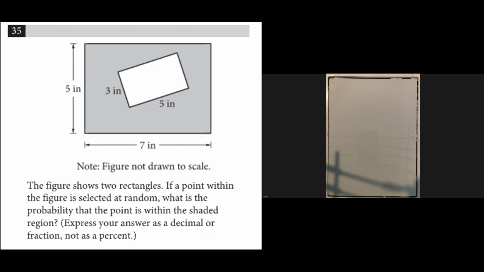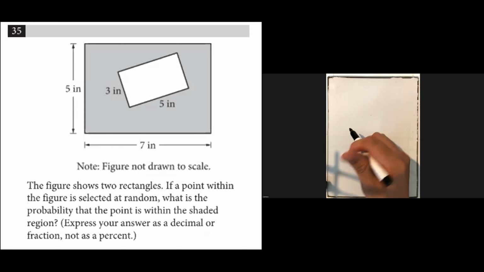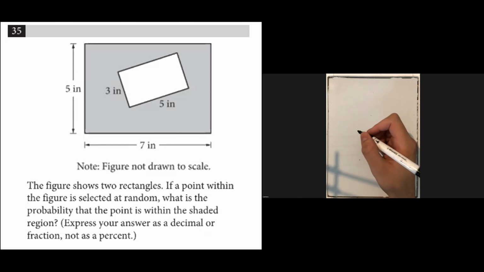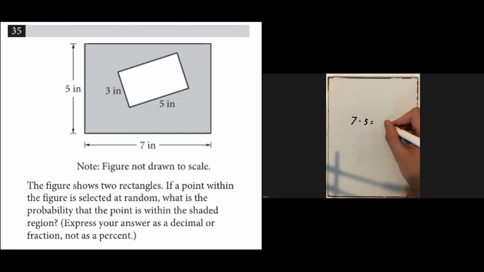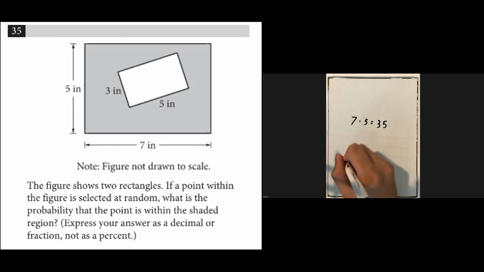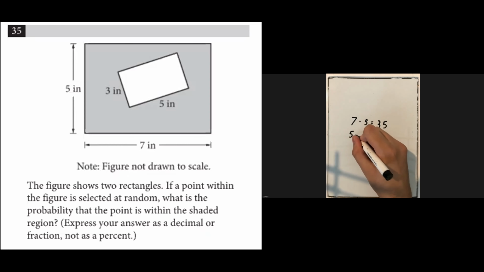Okay, so for this one, all we have to do is compare the two squares that we're given. One of them is 7 inches by 5 inches, so the area of that would be 7 times 5, which is 35. And then the area of the other one is 5 by 3. So 5 times 3 is 15.